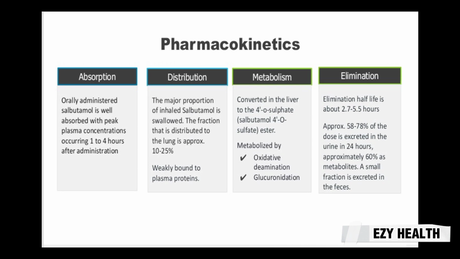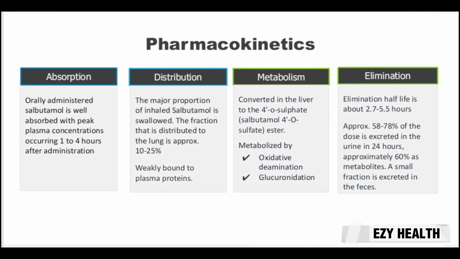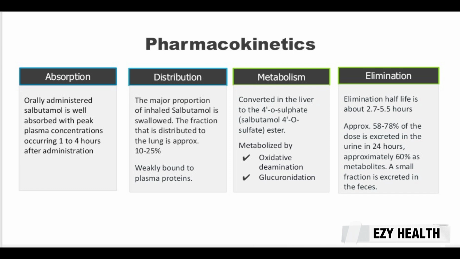Next, we will be discussing the pharmacokinetics of salbutamol, in which the first one is absorption. It is absorbed in 1 to 4 hours after administration. Considering the distribution, it is approximately 10 to 25% in the lungs, and it is weakly bound to plasma proteins.